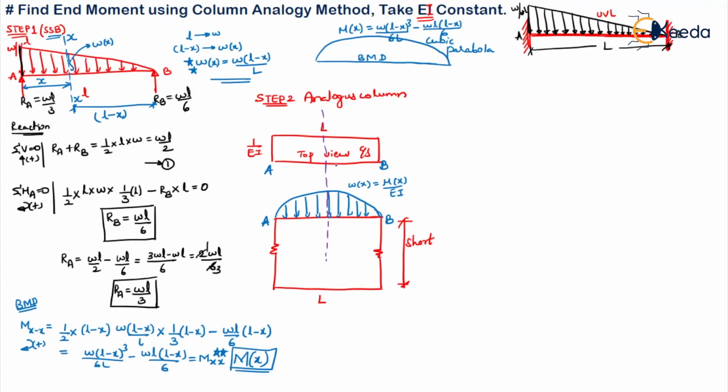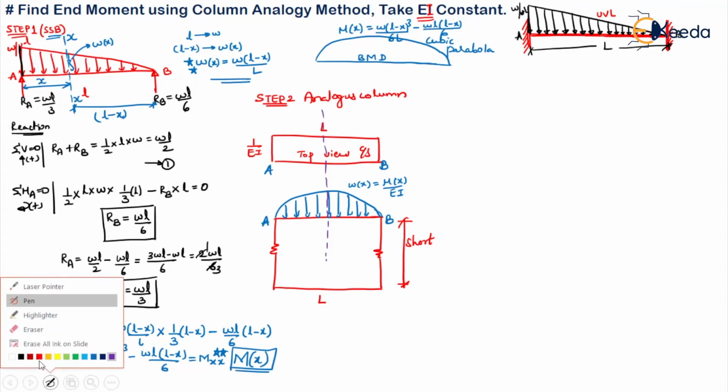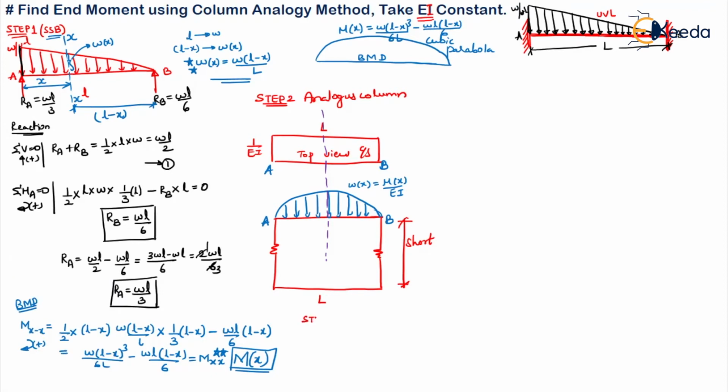Now once this column analogy is done and you have put the bending moment diagram on that, you have to find your pressures. So what is the formula for your pressure? Step 3 is calculating your pressure. So your formula for P is what? F by A plus or minus M dash by I dash into X.